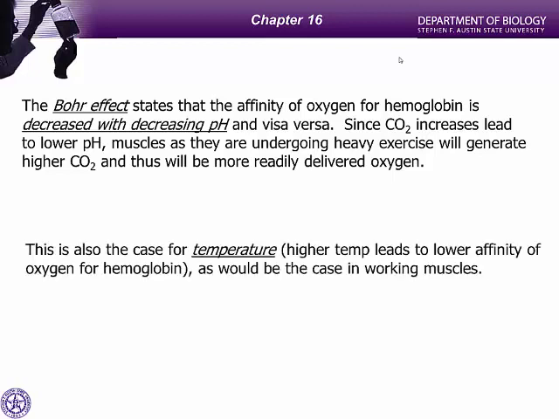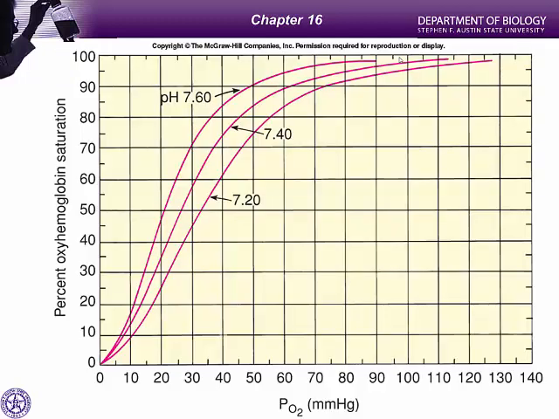Now we can also say the same thing for temperature. The higher the temperature, the more oxygen you unload, which makes perfect sense because if you're very active, your temperature is going to go up, just like when you're active, CO2 levels are going to go up. So here's our Bohr effect. Remember, physiological pH is 7.4. So here's our normal dissociation curve.